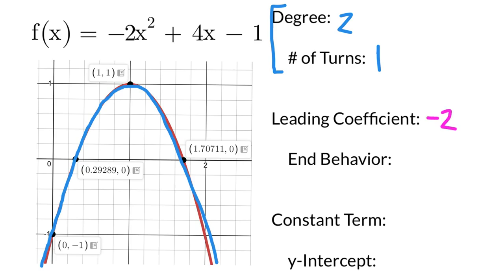Now, what that negative 2 is going to affect is what we call the end behavior. And by the end, I mean the right end. Notice that on the right side, this parabola goes down. So our end behavior is that it's going to go down.